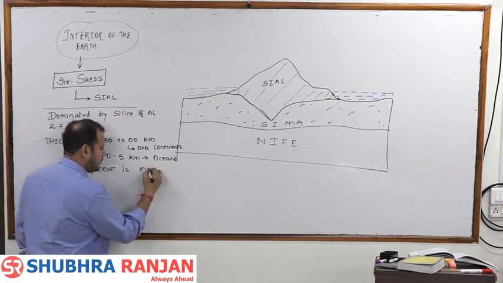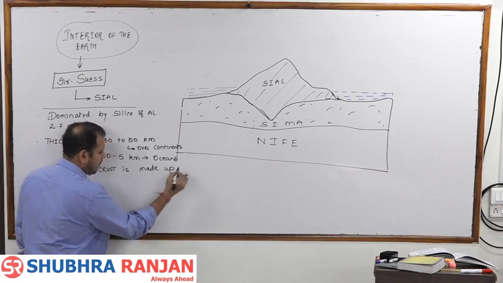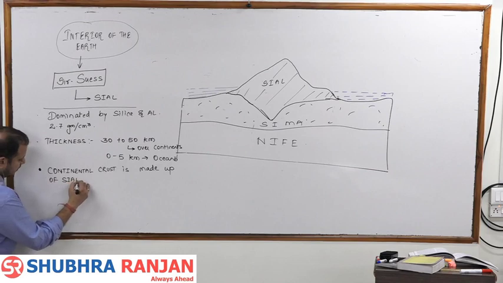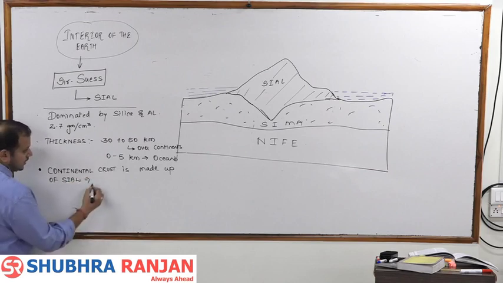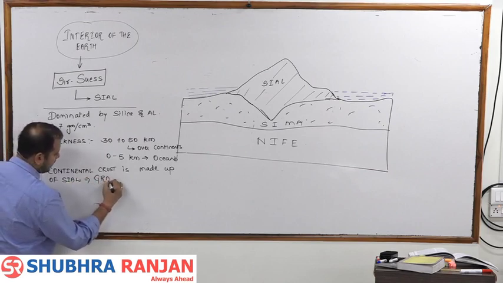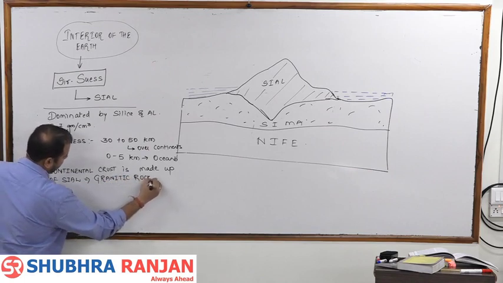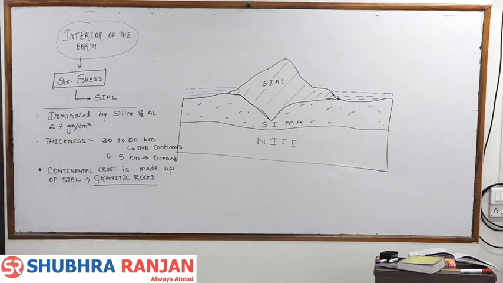Continental crust is made up of Sial, and it is dominated by granitic rocks. It is dominated by the granitic rocks.